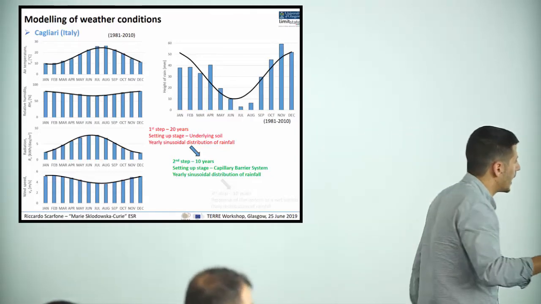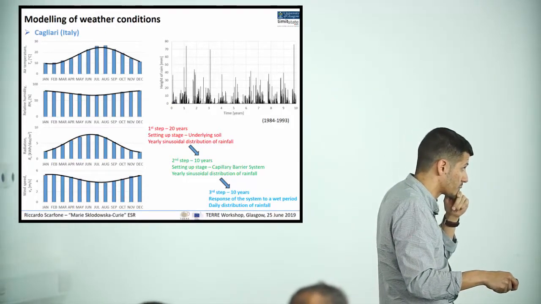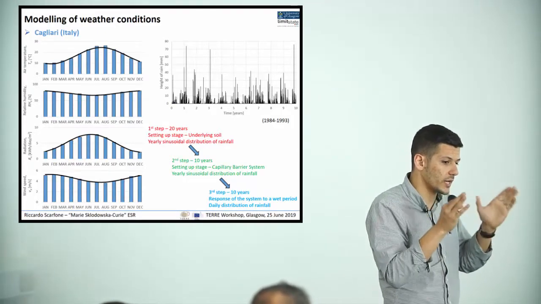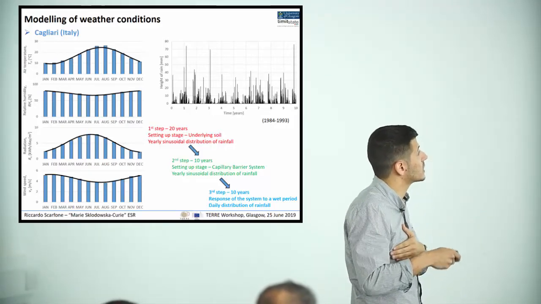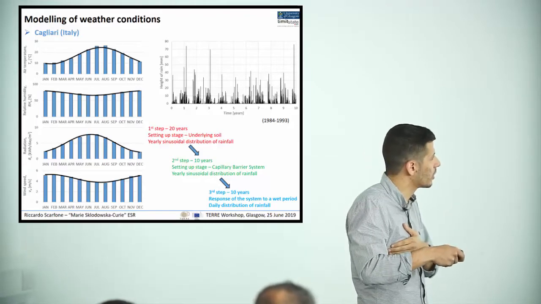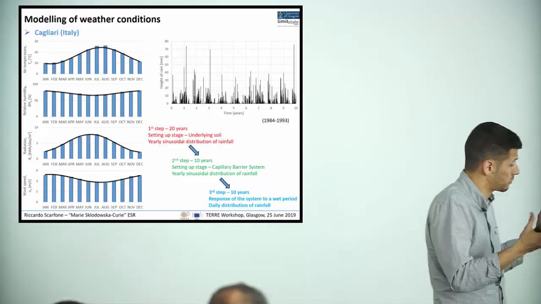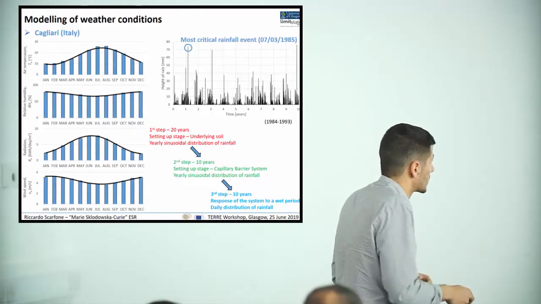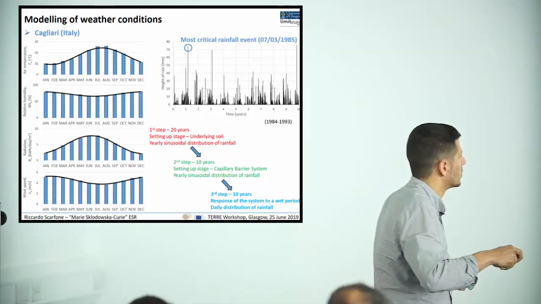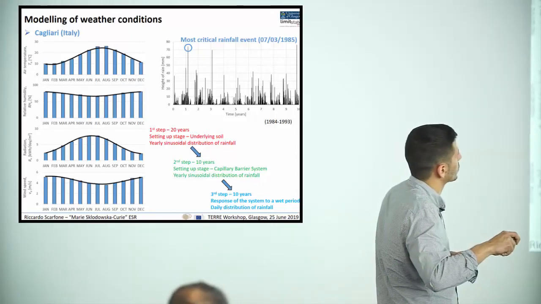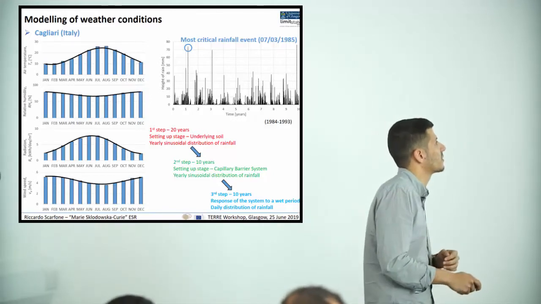In the third step, which we are interested in, we are analyzing the response of the system to a very wet 10-year period, where now we consider the daily distribution of rainfall from 1984 to 1993, which, as I said, was quite a wet period for the site. We will see results over the 10 years, but in particular we will focus on the most critical rainfall event, which occurred on the 7th of March, 1995.